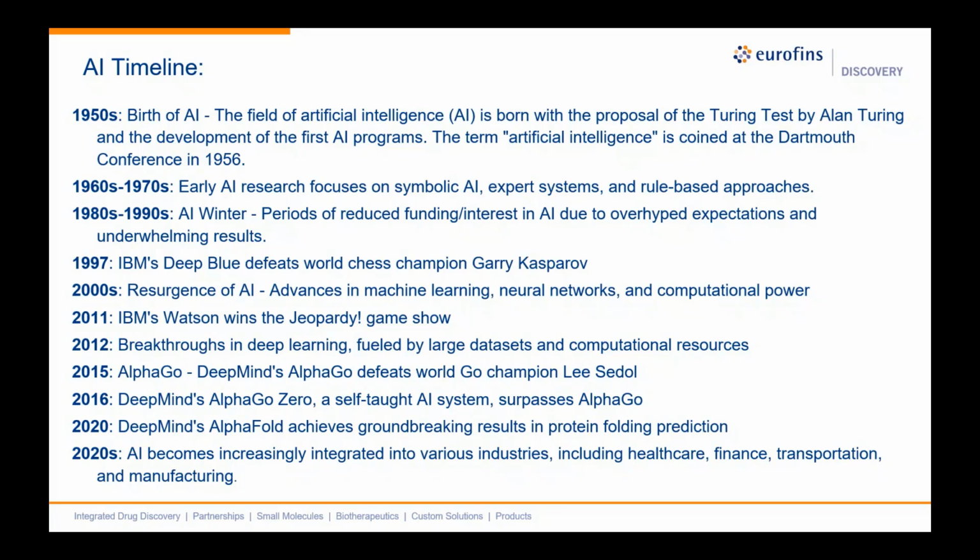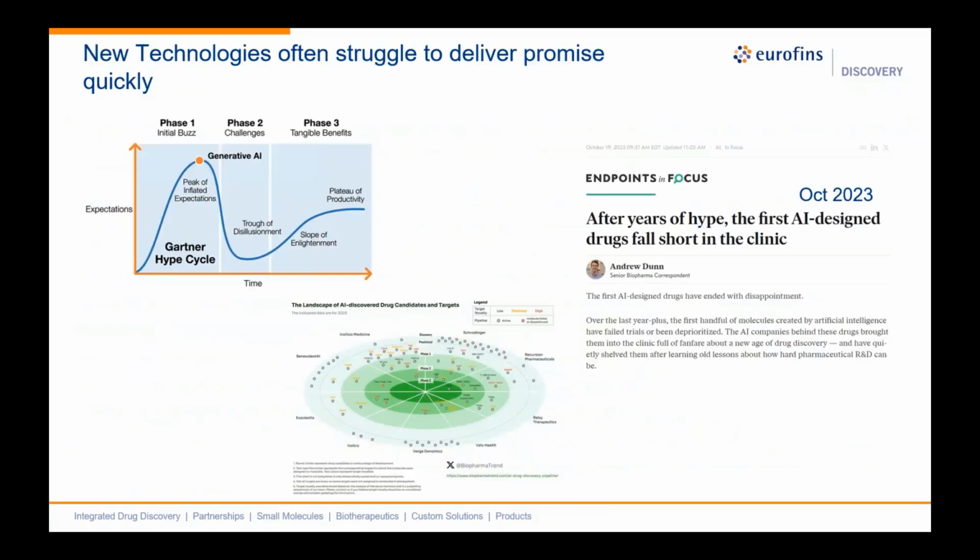And with many new technologies, they go through this Gartner hype cycle. And I think that we have probably peaked, as we move from what they call the peak of inflated expectations, as you can see from this article that was recently put out in Endpoints. A lot of the compounds that were AI designed have been put in the clinic, and they've reached their clinical end because the expectations didn't match reality.